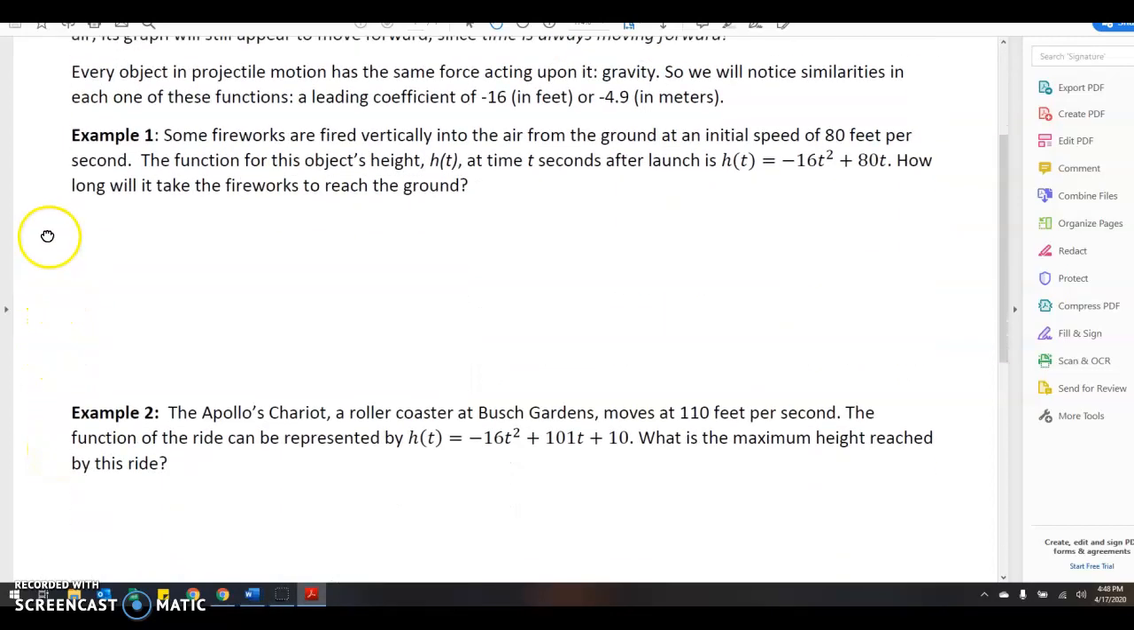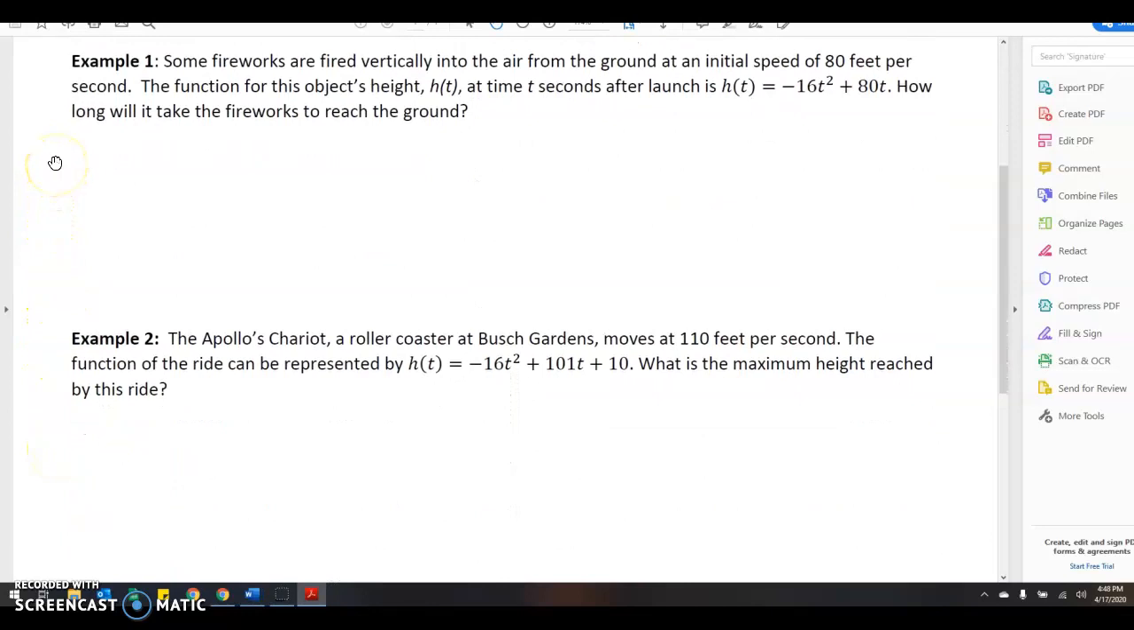So here's our first example. It says some fireworks are fired vertically into the air from the ground at an initial speed of 80 feet per second. The function for this object's height, h of t, at time t seconds after launch is h of t equals negative 16 t squared plus 80t. How long will it take the fireworks to reach the ground?